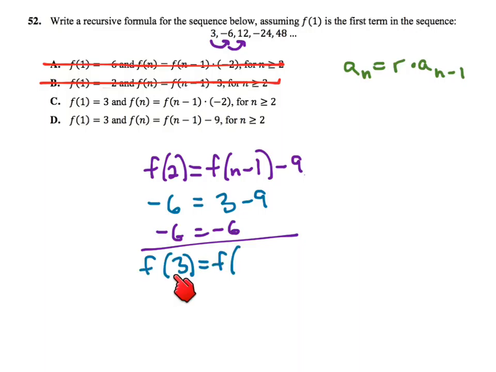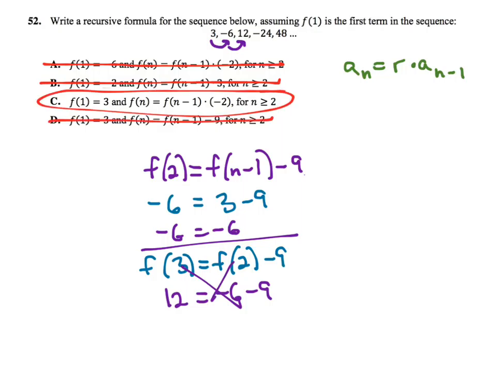The third term should equal the previous term, that would be the second term, minus 9. Let's see, so that's the third term is 12, right? Does that equal the second term, -6, minus 9? No, it doesn't. So once again, it cannot be D, it has to be C. So use what you know to work through these, even if you can't remember the formulas. That's okay. P6, though, might help you compare arithmetic and geometric sequences and write their functions, write their formulas.